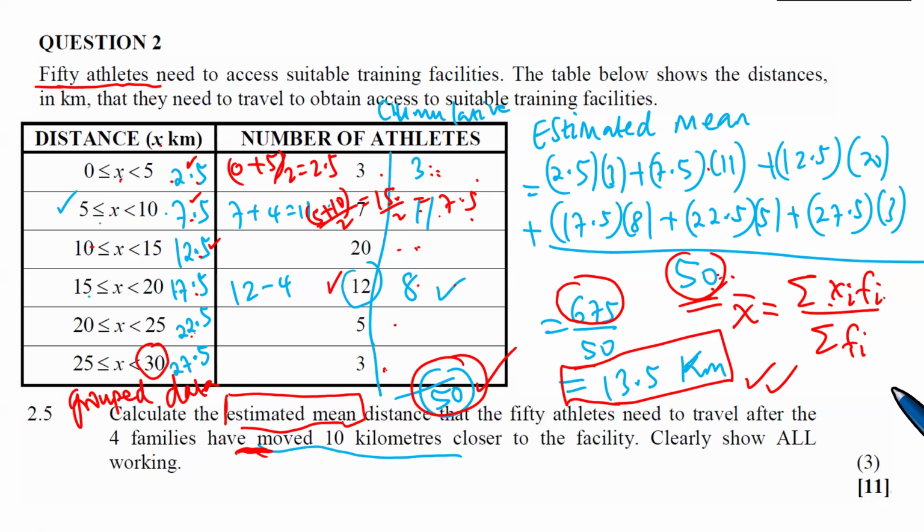This question is already there. What's the question? Then we move on to the next one. Right, let's continue to the next question. This is why I always deal with the estimated mean in the case of grouped data. Always like this.